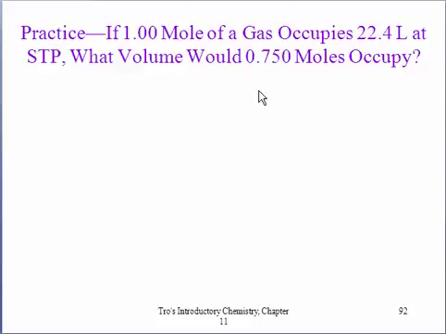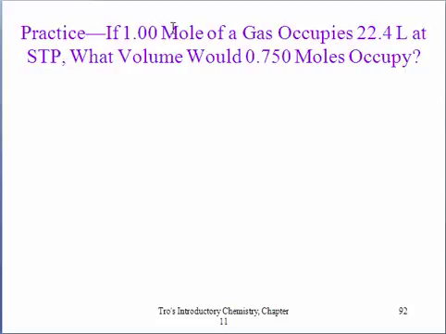Okay, so the first thing we want to do is write down what we're given. Now, we are given STP, standard temperature and pressure, temperature 273 Kelvin, and pressure 1 atm. But what this is telling us is that our temperature and our pressure is constant. It's not changing. And these are one of the conditions to use Avogadro's law, that you have to have the same temperature and pressure. So we're not going to use these values in any of our calculations.